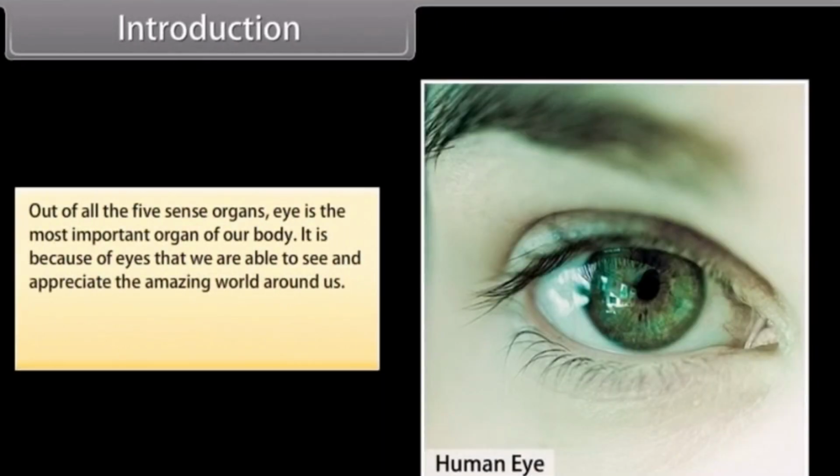Out of all the 5 sense organs, eye is the most important organ of our body. It is because of eyes that we are able to see and appreciate the amazing world around us. Our eyes make us see the colors of the world.